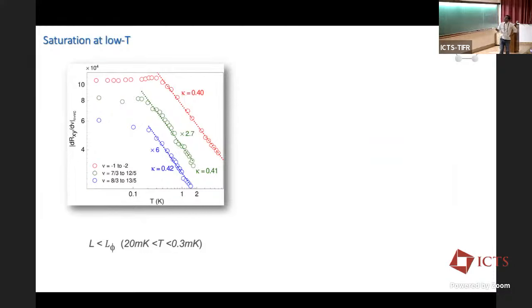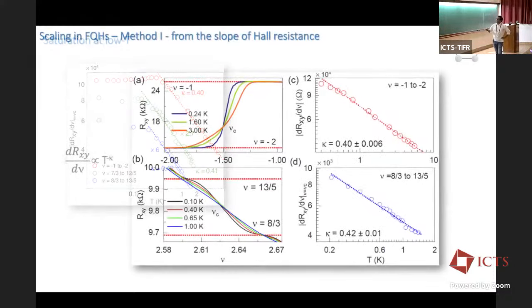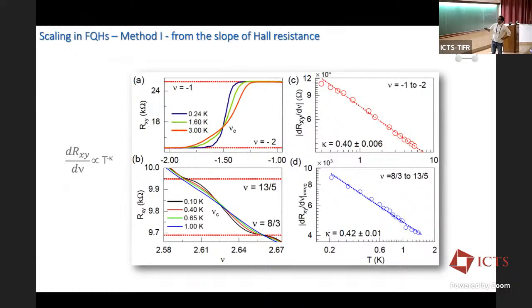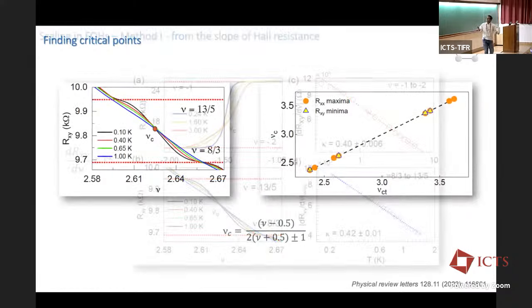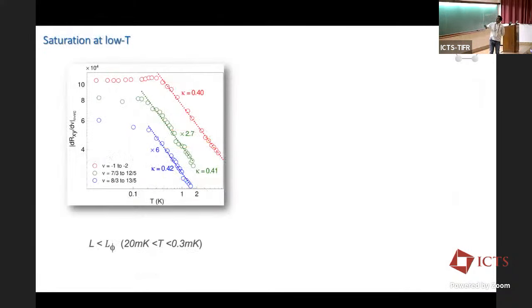So now the data which I'm showing you in the previous slides is between 200 milliKelvin to 1.5 Kelvin. And the fractions survive till around 20 millikelvin. The reason is that at lower temperatures, this derivative saturates.